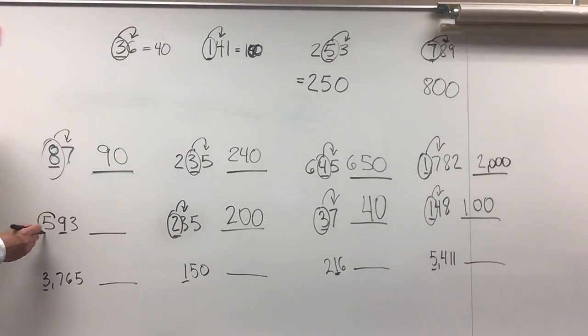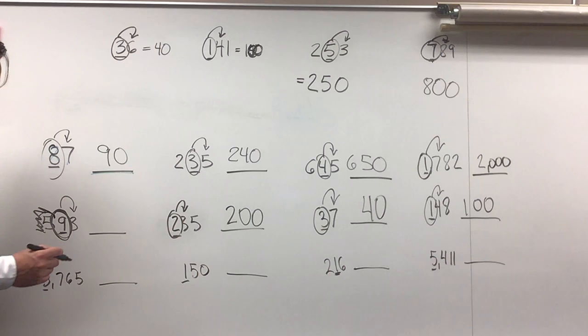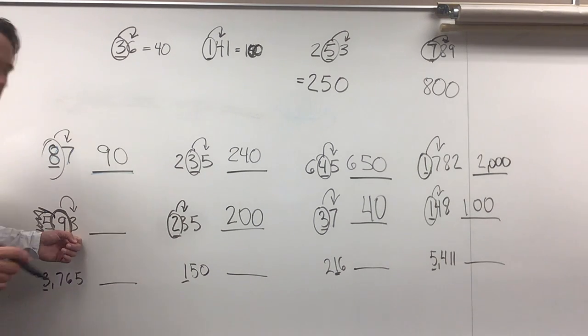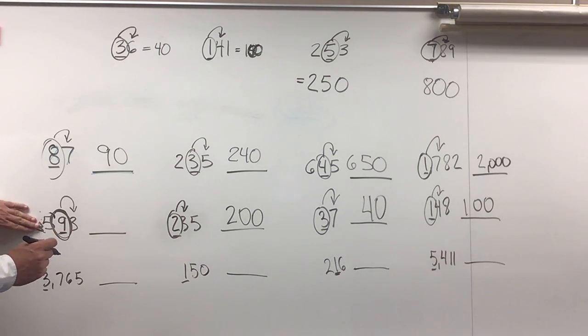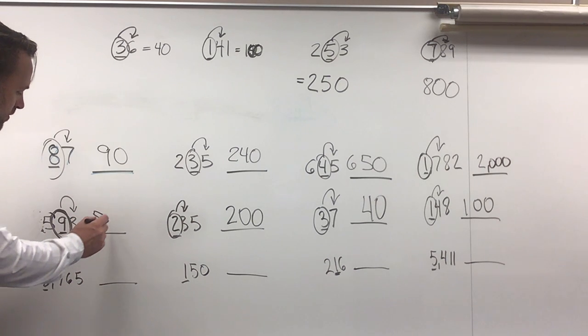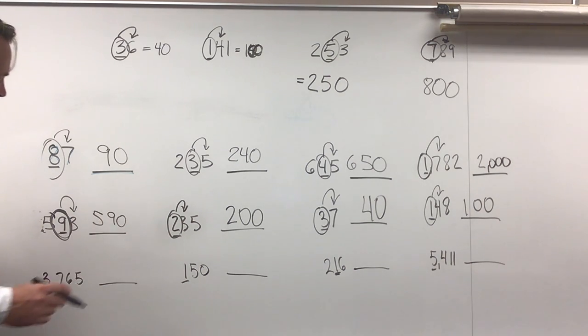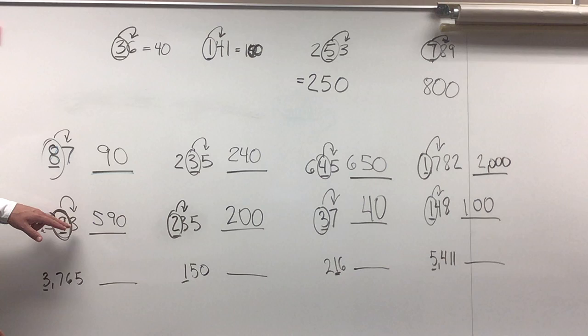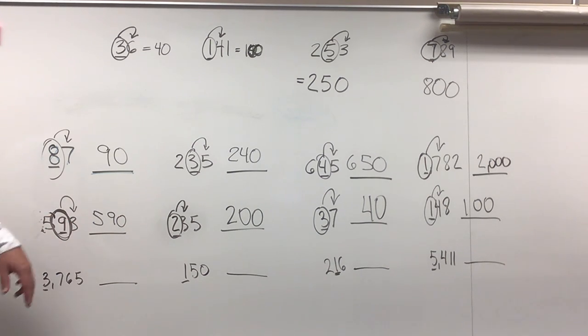593. Whoop, got the wrong place. I'm rounding to the nearest 10, so now I'm gonna look over at the ones. What does the 3 tell you? Yeah, we're gonna round down. So we're gonna keep the 9, it's gonna be 590. So I'm going from 93 back down to 90, 590, okay? Okay, last row.